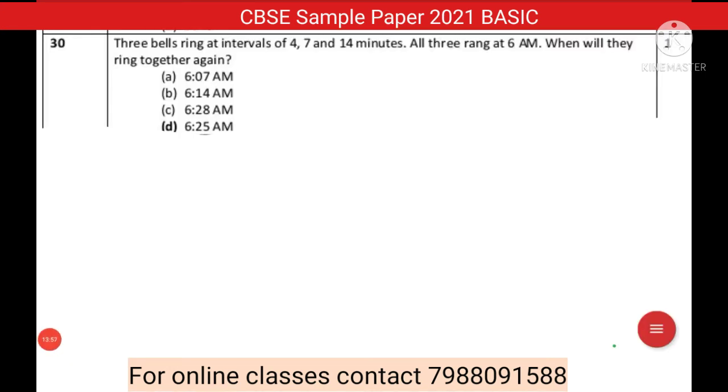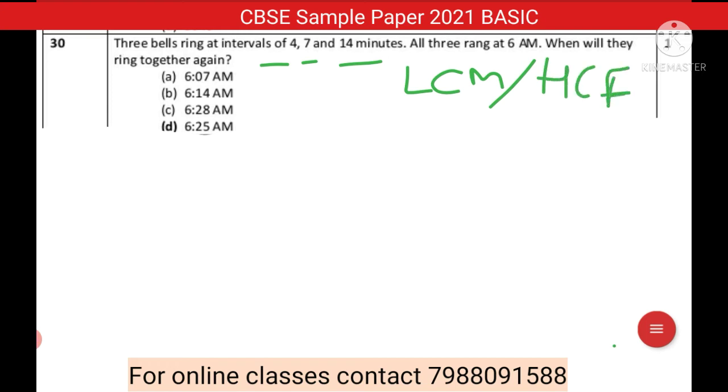Question number 30 says that there are 3 bells which ring at intervals of 4, 7 and 14 minutes. If they rang at 6 am, when will they ring together again? Now clearly this is a question of chapter 1, LCM or HCF. Now maximum students face the problem, they don't know whether to find LCM or HCF, how to decide this. So I've covered chapter 1 completely on the channel. You must go and watch it.